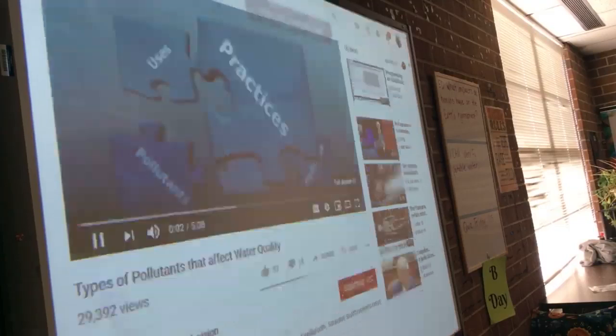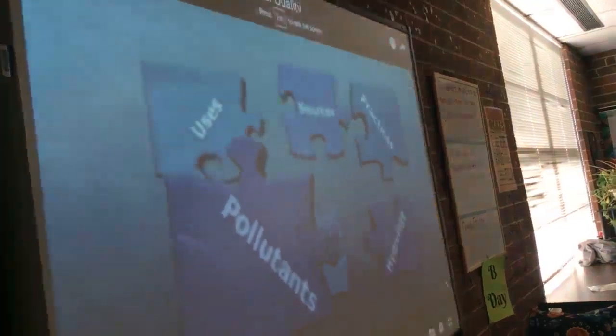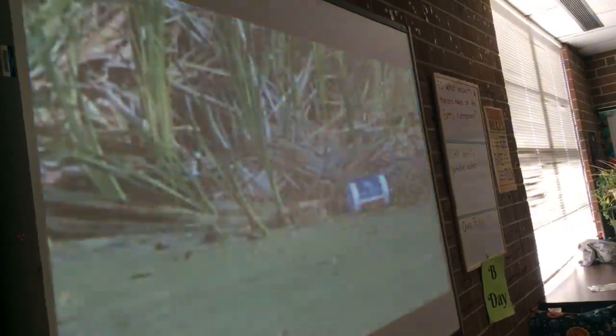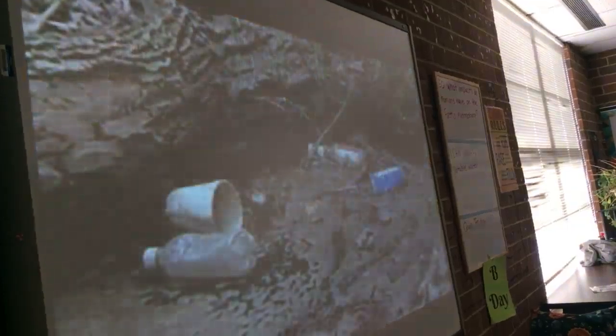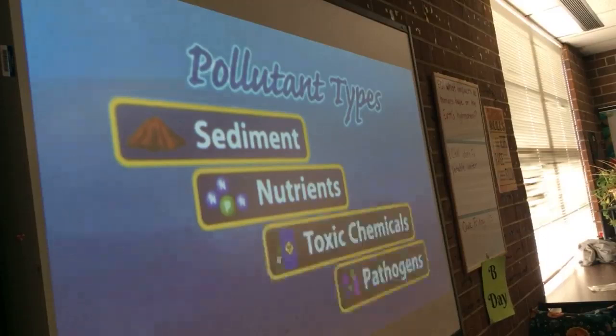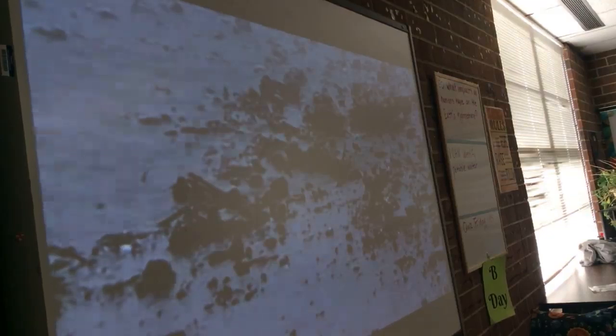Are closely tied to the centerpiece of this whole water quality puzzle, pollutants. Some water pollutants are easy to see, like garbage, but the most serious pollution problems aren't as obvious. Sediment, nutrients, chemicals, pathogens. Sediment is simply soil. It's a valuable resource in a farm field or along a stream bank, but it becomes a major problem when it's washed into waterways.